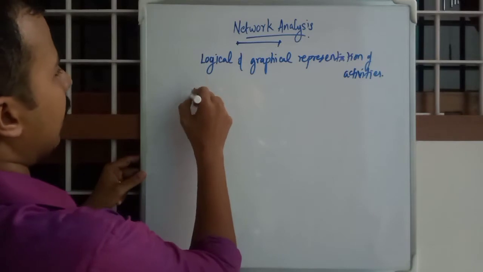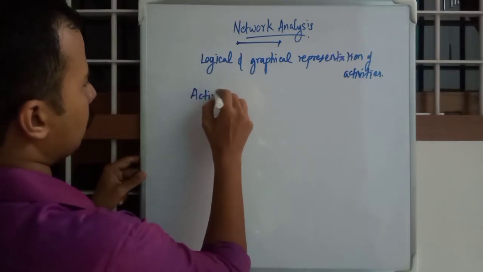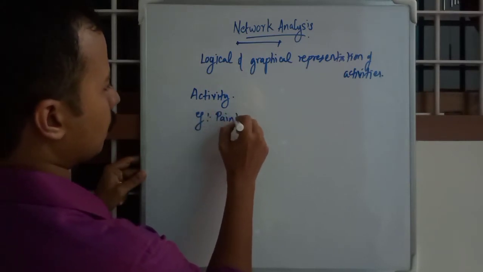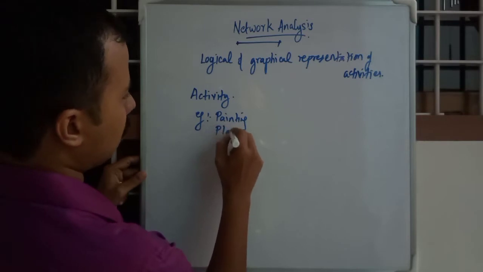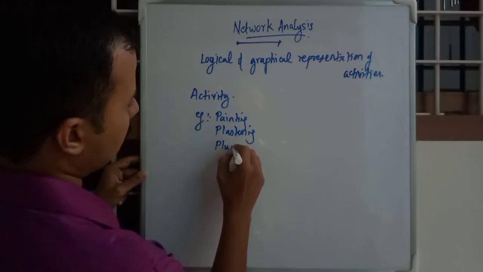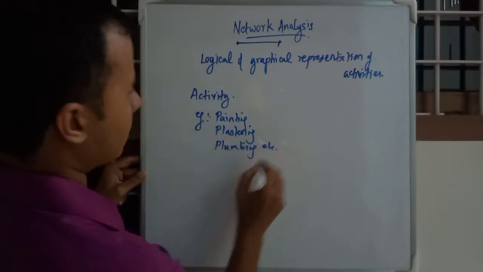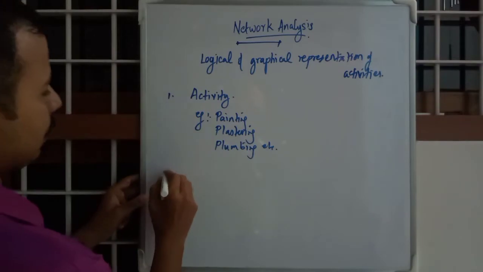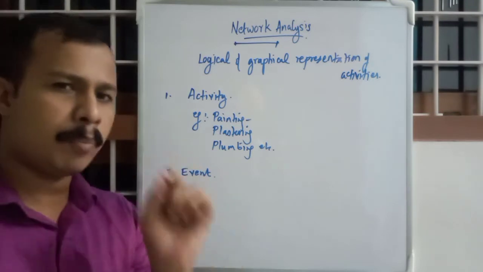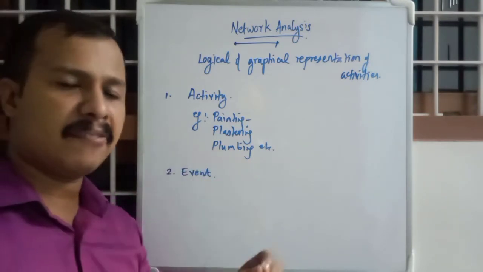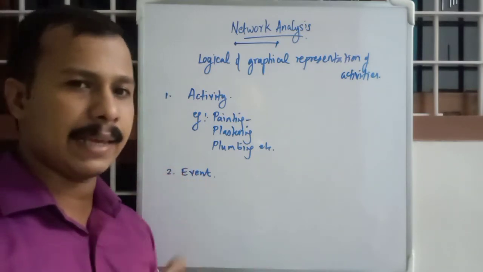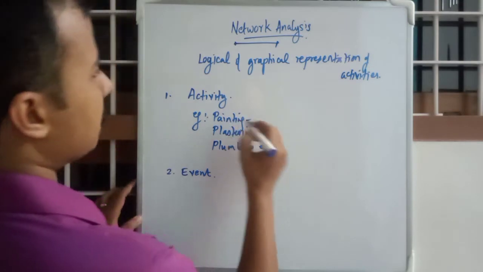One is activity, for example painting, plastering, plumbing, anything, etc. Okay, and the second one, event, is a point before or after an activity which does not consume any resource or any time.